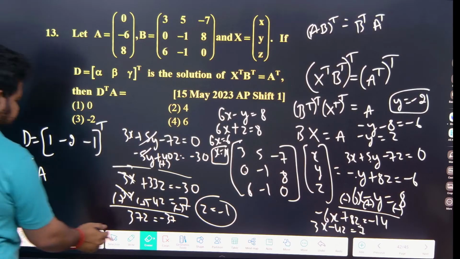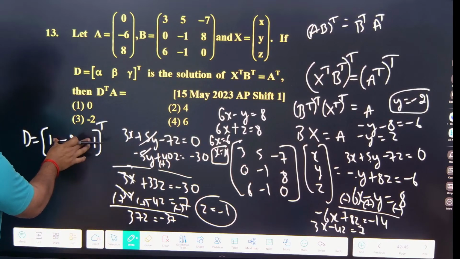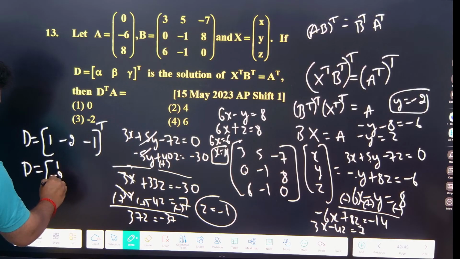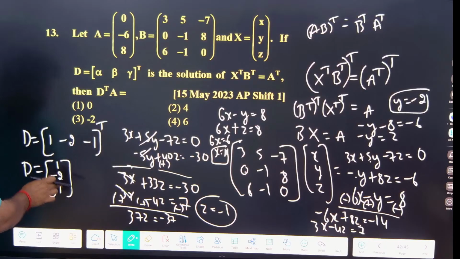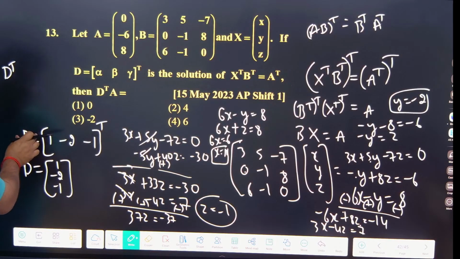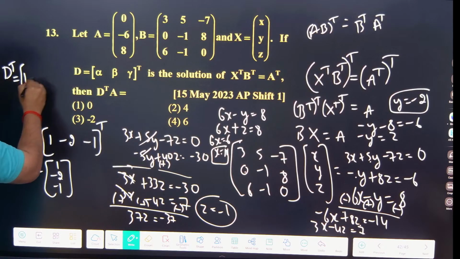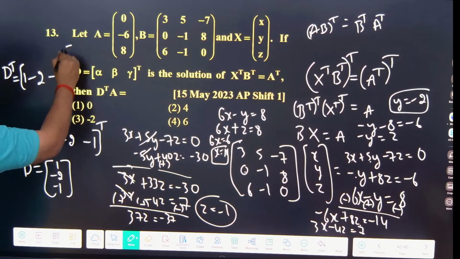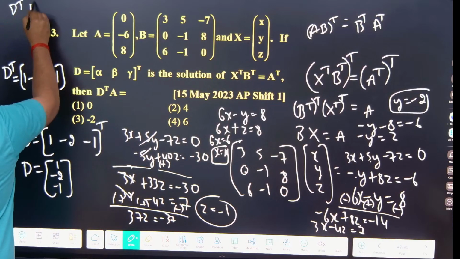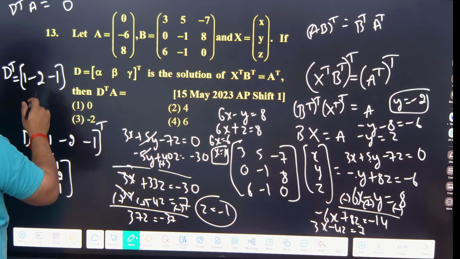We got D. We have to take the transpose of this. So D will be like this: 1, minus 2, minus 1, then this will be the transpose. Now for this D we have to take the transpose. So D transpose will become what? The whole transpose will remain the same, so this will become 1, minus 2, minus 1, into 0, 6, 8. Into A we have to do. So D transpose into A we have to do. Correct now? So minus 1 into 0 is what? 0. Okay, then minus 2 into 6 is what?